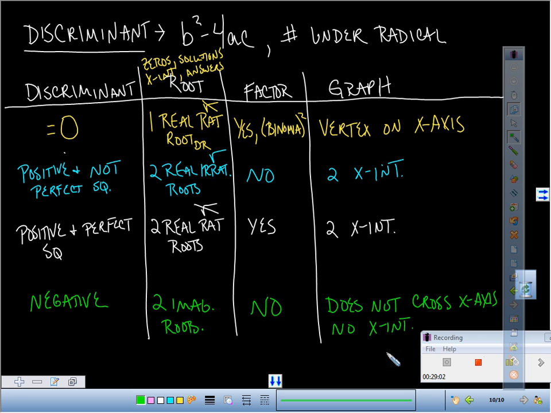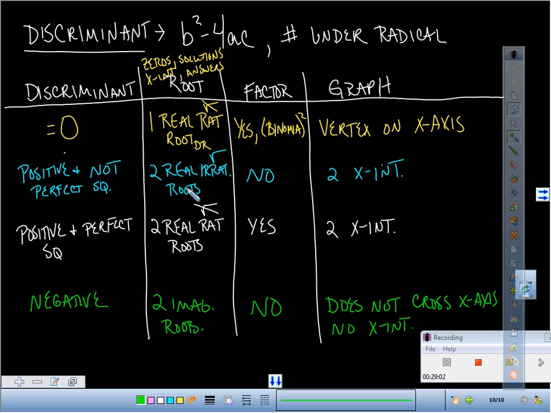This is what we really don't want. What is an actual root, like in the equation? Oh, it's the answer. Okay, it's just the answer. This is telling you what kind of answers. Look, that's what I wrote. 0 solutions, x-intercepts, and answers. Okay? Now, listen to me. This is the questions on the test. Okay? This is what the question's going to be.